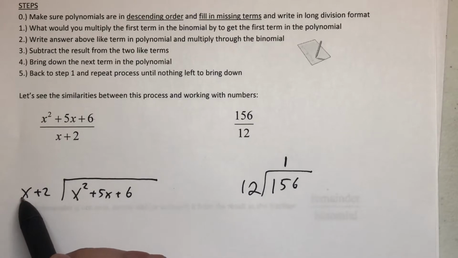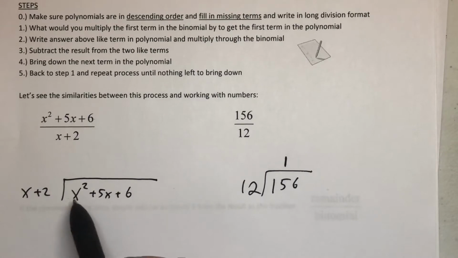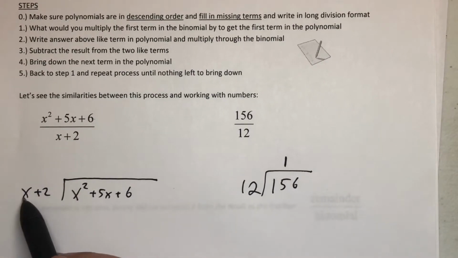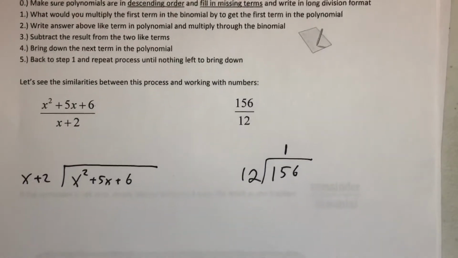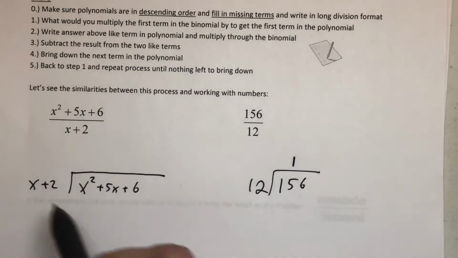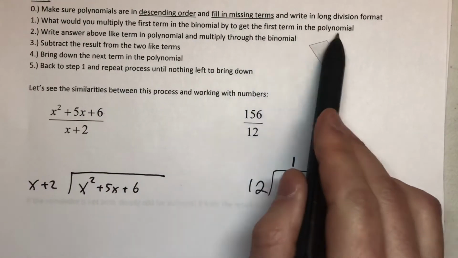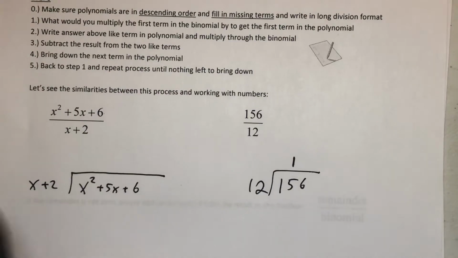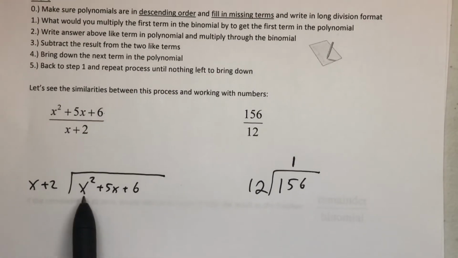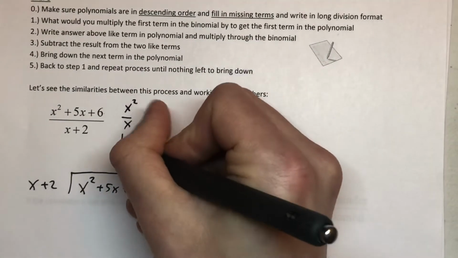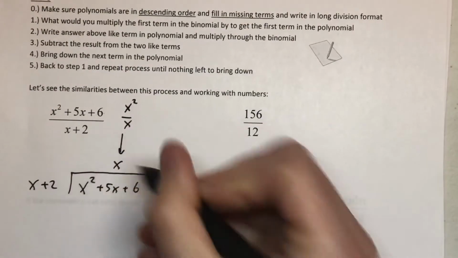I say if I have an x and I want to have an x squared, x times what gives me x squared? That's my question. What do I multiply x by to get x squared? Or another way to think of it is x squared divided by x gives you what? You can think of it either way, whichever way your brain works. But the idea is, what would you multiply the first term in the binomial by to get the first term in the polynomial? x times x would give me x squared. Or again, if you thought of it as x squared divided by x, that's where that's coming from. We're going to put it right there.